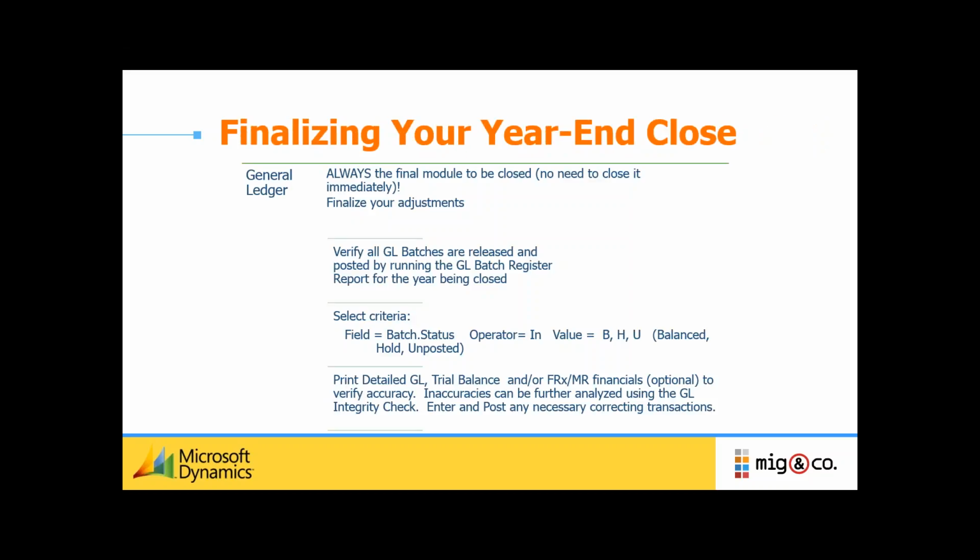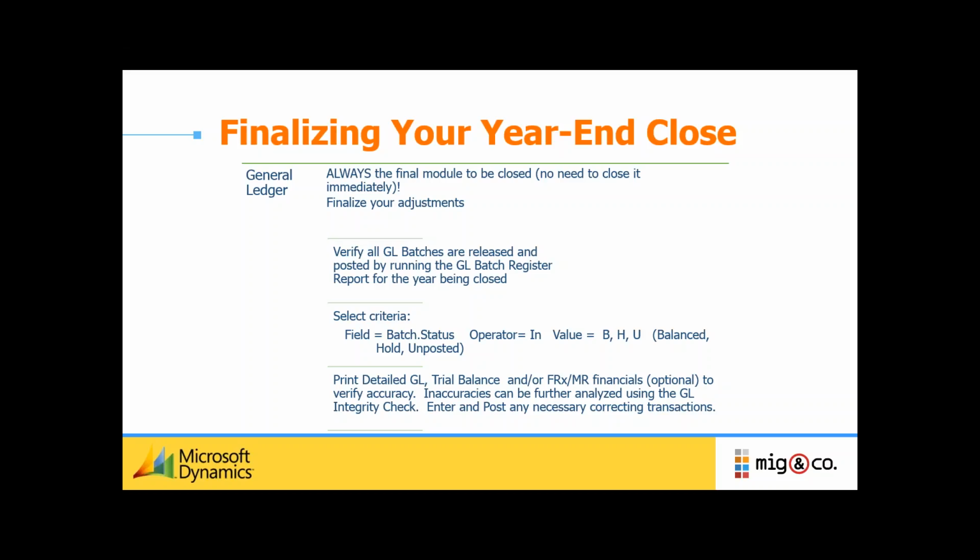Okay, so finalizing your year-end close. Always, general ledger is always the last one to close. So you need to make sure that you don't need to close it immediately, but you do need to close it with all of your year-end adjustments. Other than the auto adjustments, you can wait for those and post them back into the right period. Verify that all the batches have been released.